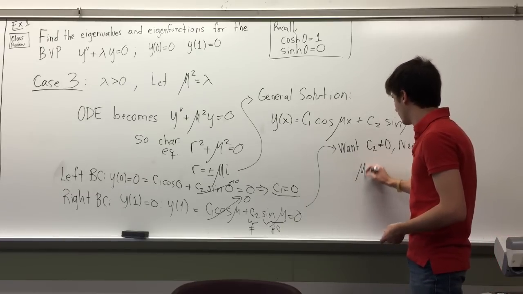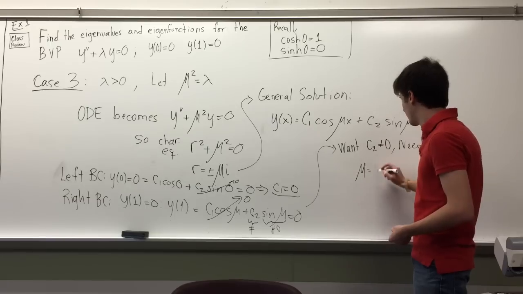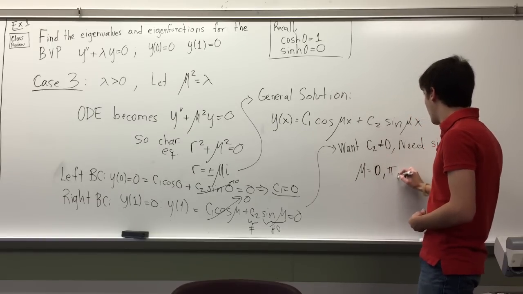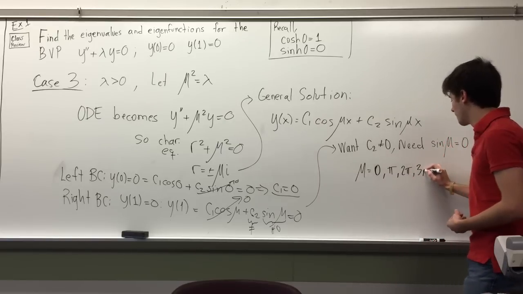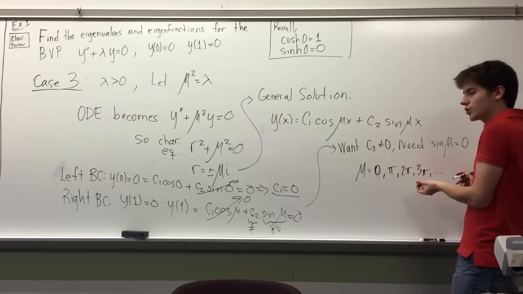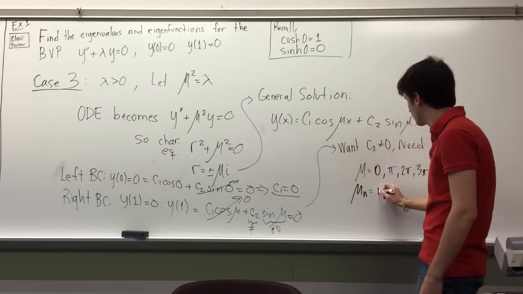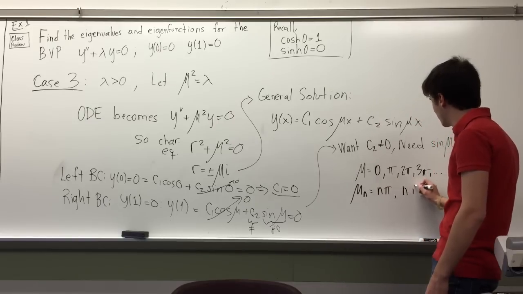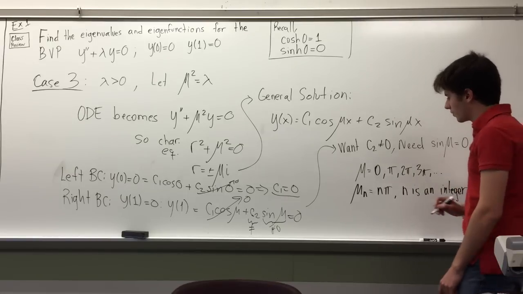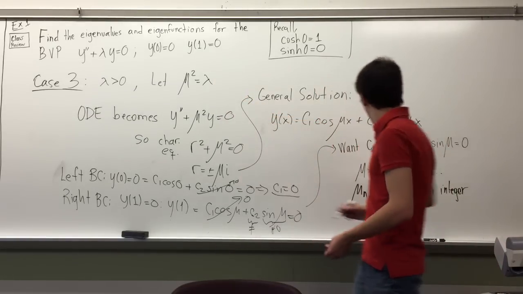Well, mu is going to be equal to, I don't know, 0, pi, 2 pi, 3 pi. We kind of see the pattern, right? An integer times pi. So we could write down mu of n is equal to n pi, where n is an integer. So our eigenvalues are this.